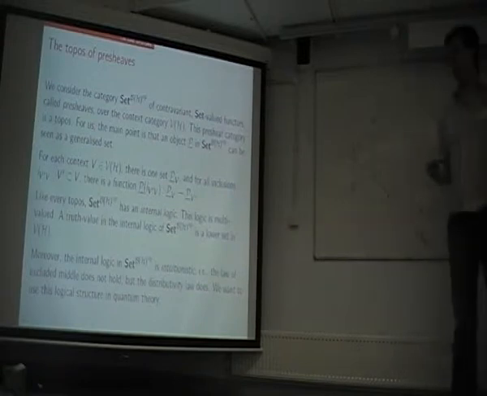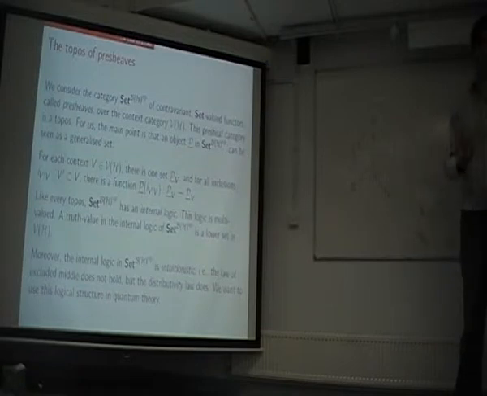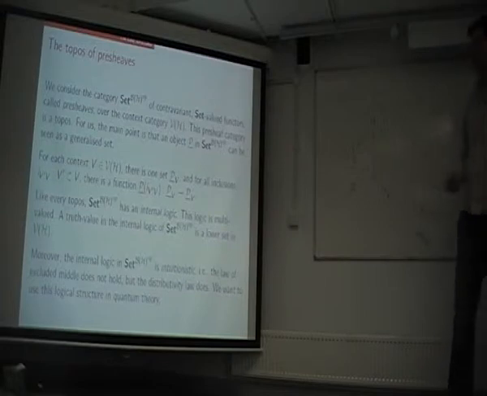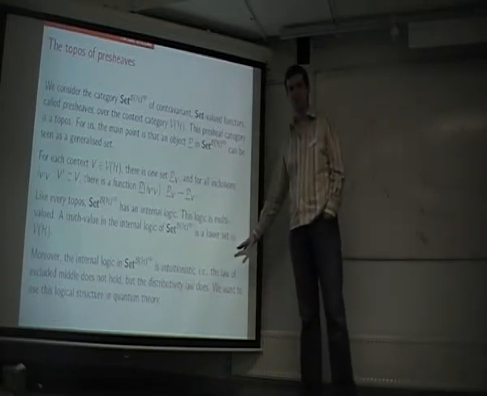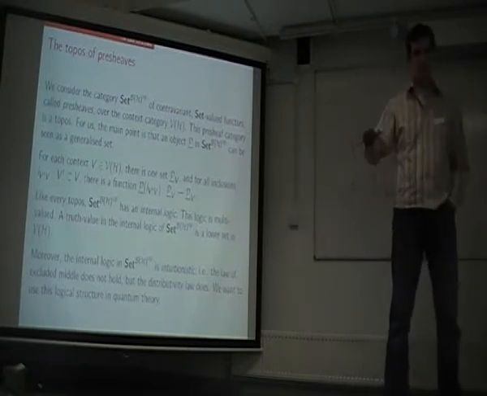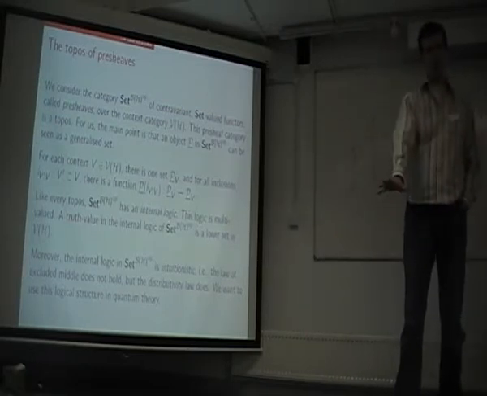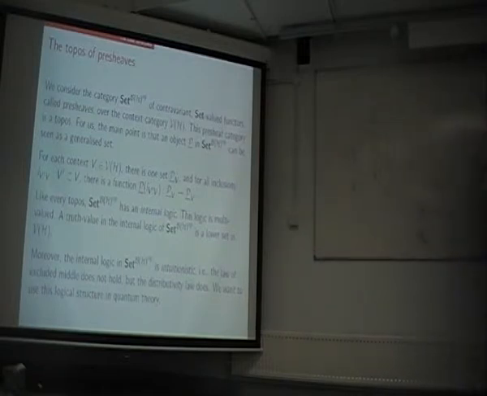And like every topos, our pre-sheaf topos has an internal logic. And this logic is multi-valued. And the truth value in the internal logic of our topos is actually nothing but a lower set in this context category. So as a partially ordered set, you know what a lower set is. If V is contained, then everything below V is also contained. So that's what these truth values look like. And because there are infinitely many contexts, you can easily see that there are also infinitely many truth values in this internal logic. And this internal logic, as is typical for a topos, is intuitionistic. It means the law of excluded middle does not hold, but the distributivity law, for example, does, in contrast to ordinary quantum logic. And so we want to use this logical structure in quantum theory.